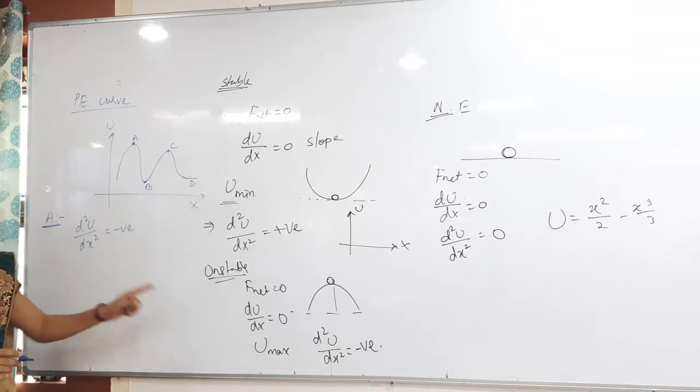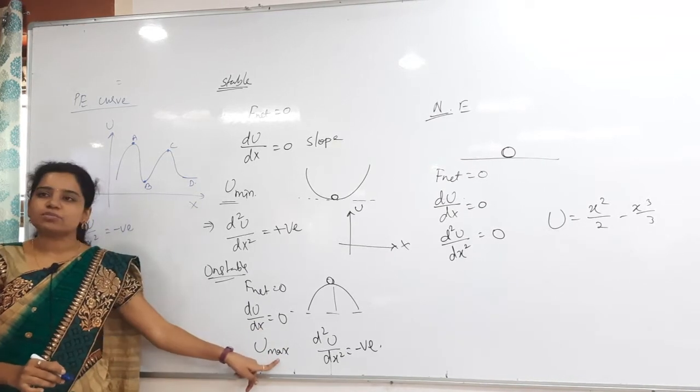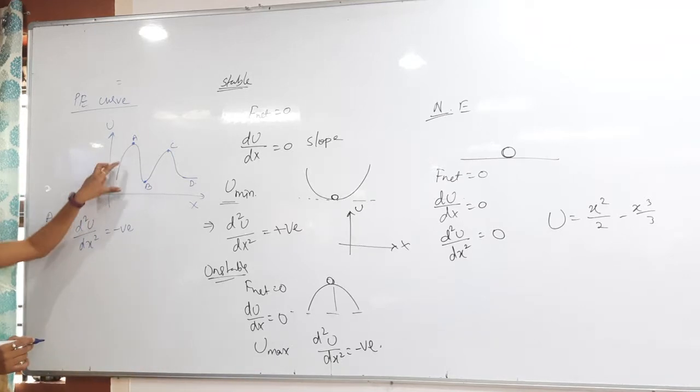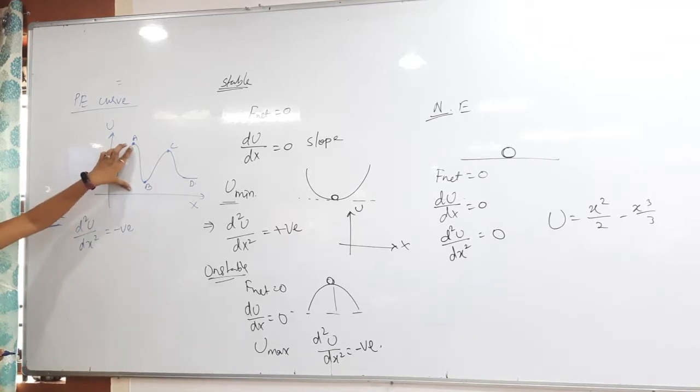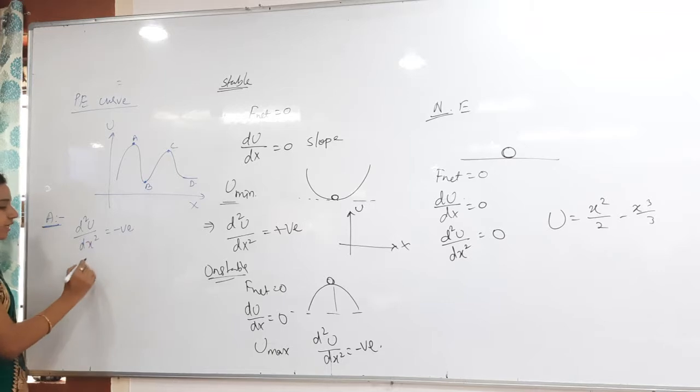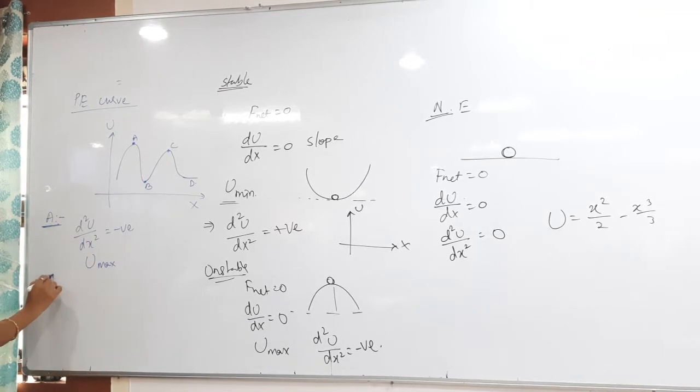When d square u by dx square is negative, the u is maximum. Otherwise, you can see the graph here. Here there is a maximum value of the u. So I can say that u is maximum. At point B, what can you say at point B?